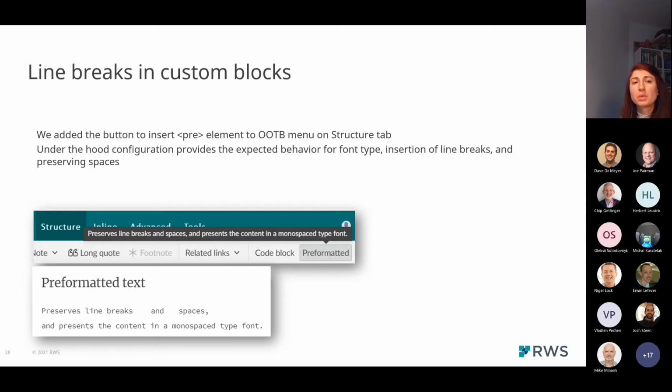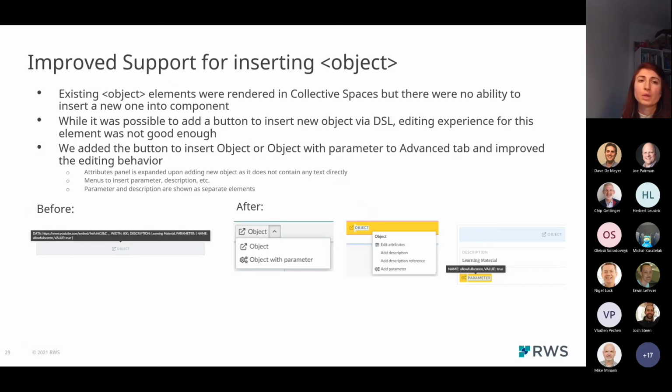Something quick, maybe mentioning line breaks in the custom block. It's for performing text respecting line breaks, for those who needed that. We also support inserting objects in DraftSpace, and we improved certain things for usability, and it's possible to do it in a more logical way right now.